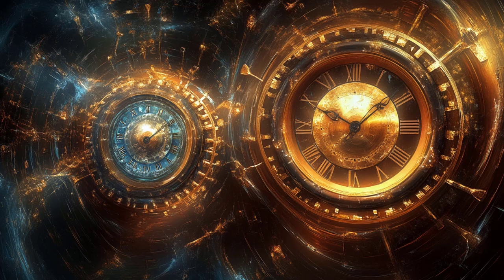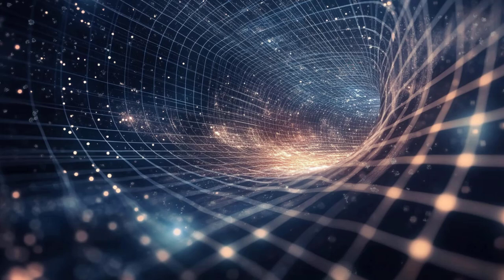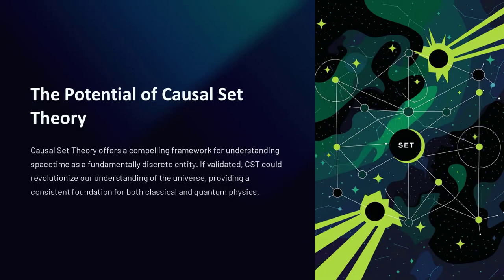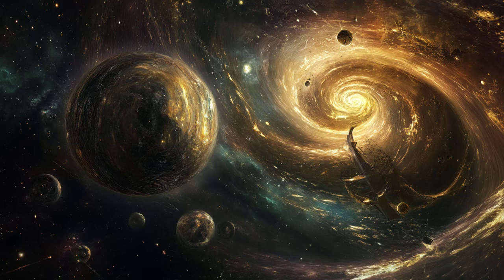Causal set theory offers a compelling framework for understanding spacetime as a fundamentally discrete entity. By integrating causality as the primary organizing principle, CST preserves the key features of relativity while addressing the inconsistencies of a continuum model. If validated, CST could revolutionize our understanding of the universe, providing a consistent foundation for both classical and quantum physics. Future advancements in observational technology and theoretical modeling may confirm CST's predictions, leading to breakthroughs in fields such as cosmology and particle physics.